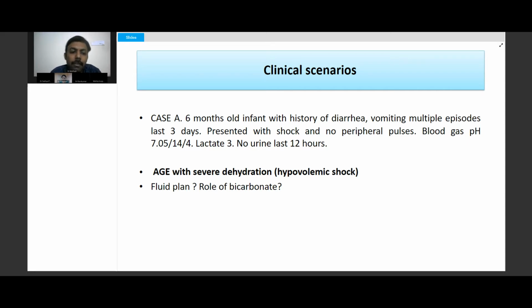You just have to give a lot of fluids, crystalloids preferred, and there is no role of bicarb.